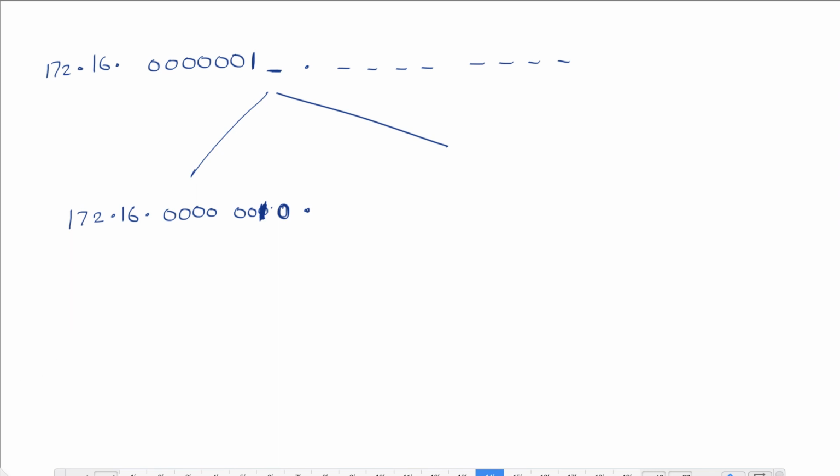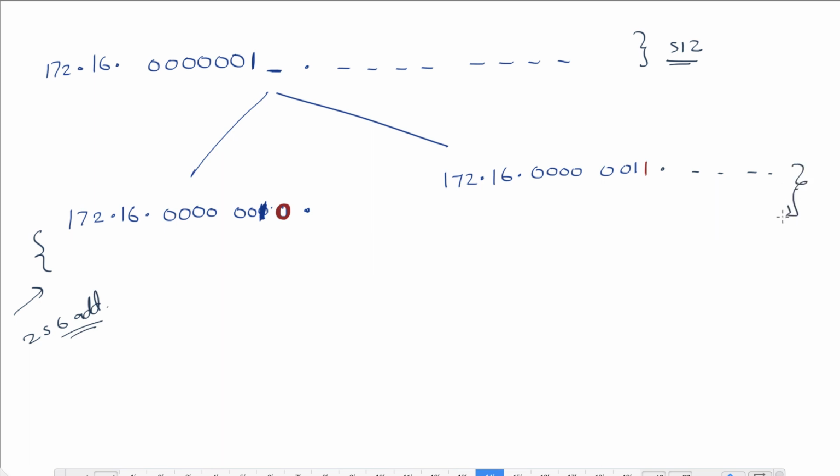So basically what I'm doing is, instead of this bit, I'm writing this 0 at one place. This will be one division. At another place I will be writing this as 1, which means 172.16.0000001, and then 1, then dot, it will be the host ID. So I have divided this into two parts. This was having 512 addresses. Now, having divided into two parts, this will be having 256 addresses, and this will also be having 256 addresses.